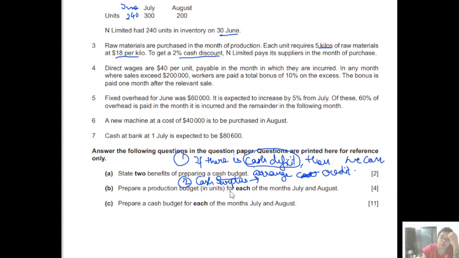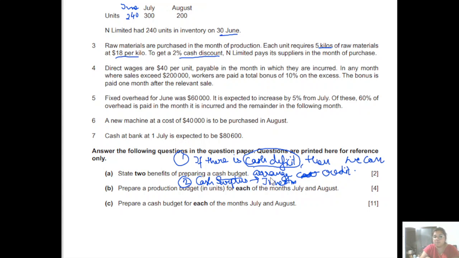Okay, it means you have to invest your cash. It's not that the cash is only in the bank or in hand. You have to invest it. If you're having a cash surplus, then you can do a good investment. You can arrange investment. So these are the two benefits.